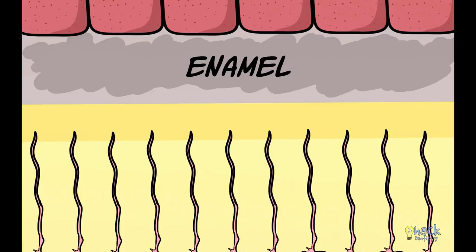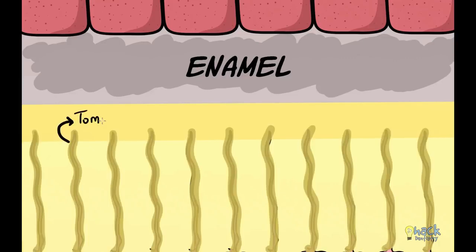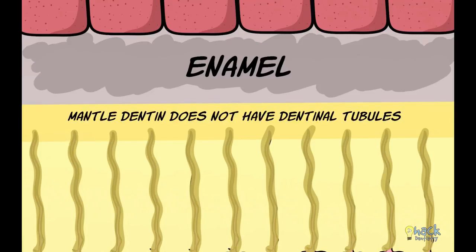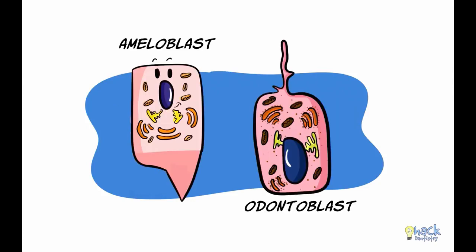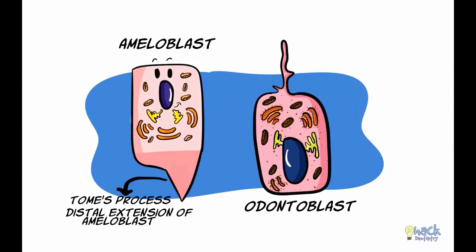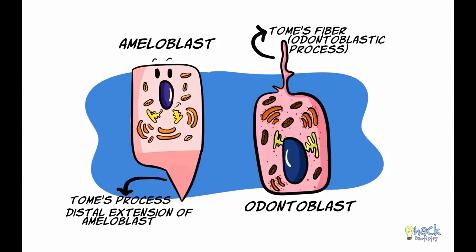Odontoblastic processes are finally embedded in dentinal tubules in the fully formed dentine. Hence, the mantle dentine does not have dentinal tubules. Now, do not get confused with the Tomes process and the Tomes fiber. Tomes process is the distal extension of an ameloblast that is responsible for secretion of rod and interrod enamel, whereas the Tomes fiber is the odontoblastic process of the odontoblast present within the dentinal tubules in the fully formed dentine.